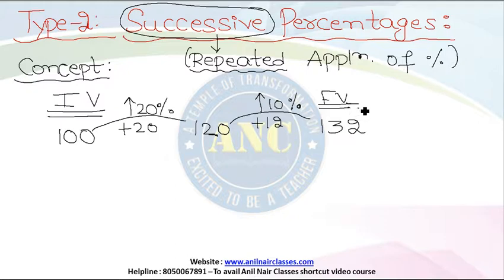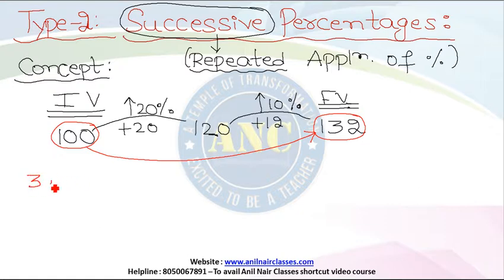Now listen carefully, sir. Initially I had 100 rupees in my pocket. Finally I have 132 rupees in my pocket. 100 is becoming 132. There is an increase of how much? There is an increase of 32. That is nothing but 32 percentage.